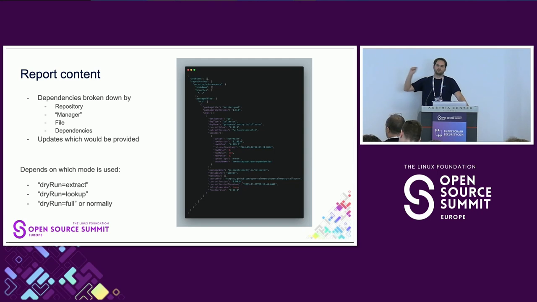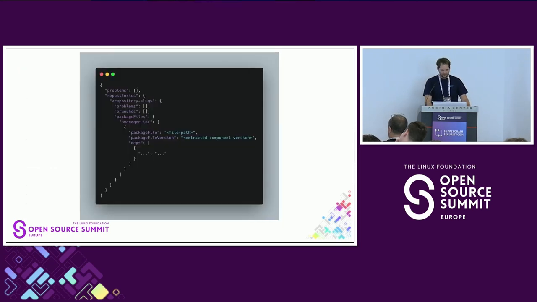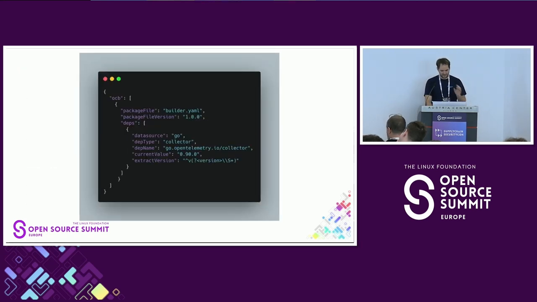Extract will only run the extraction, so it will only run the managers. So you basically will see only stuff like this: the dependency, the file, the package file version, which would be, for example, a chart YAML chart version, and the current value. So this would be good enough, for example, to create SBOMs. But this is not the interesting part.